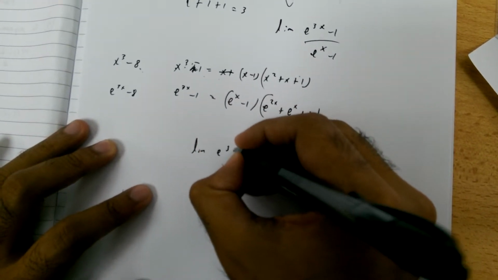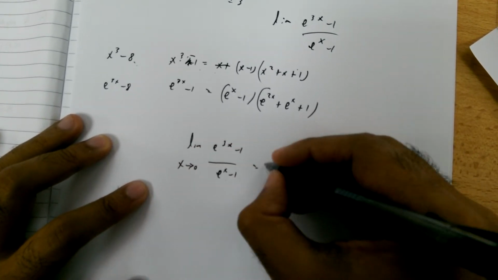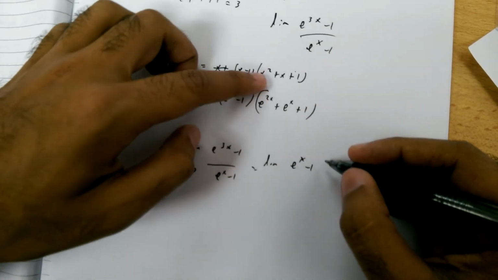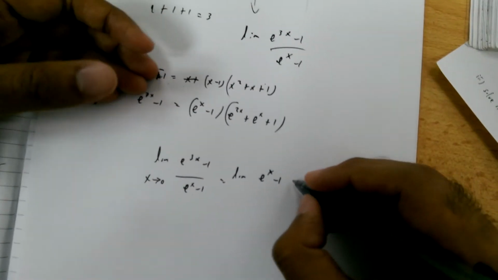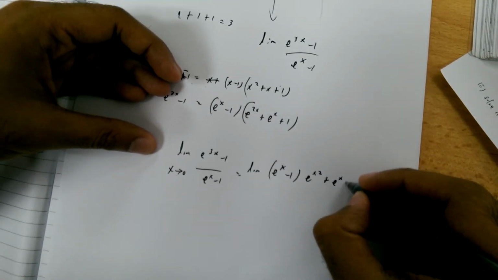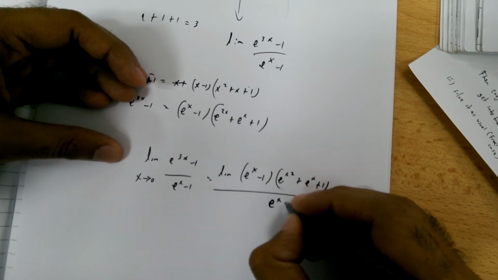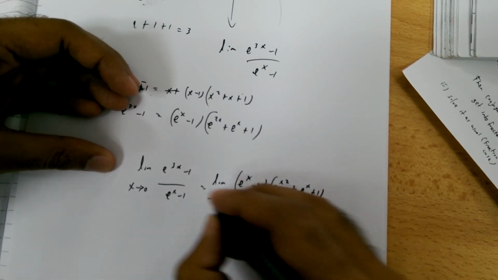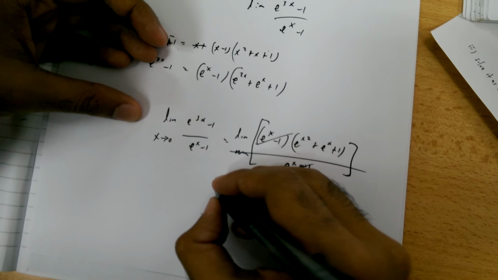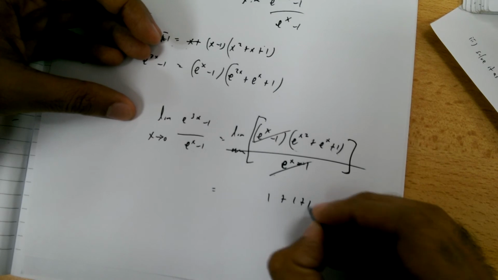Limit of e^(3x) minus 1, just for the sake of finishing the topic. I get limit of (e^x minus 1) times (e^(2x) plus e^x plus 1) over (e^x minus 1). As you can see over here, I'm just substituting my x with e^x. Sorry, e^(2x) there, not e^x squared. Alright, simplify things out, and then substituting x equals 0, you get 1 plus 1 plus 1 equals 3.